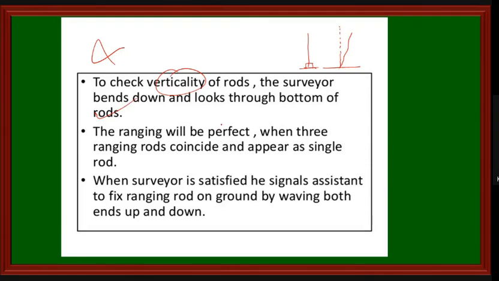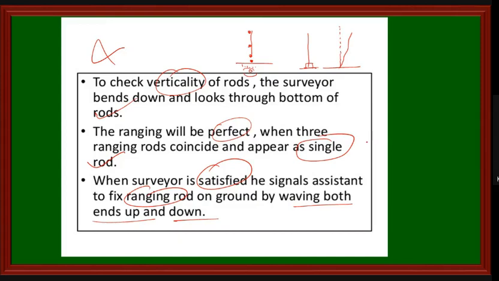The ranging will be perfect when three ranging rods coincide and appear as a single line. Means this point, this point, this point. When you see from here, it will appear like a single dot or a single rod. And the surveyor is satisfied. He signals the assistant to fix the ranging rod on the ground by waving both hands up and down.